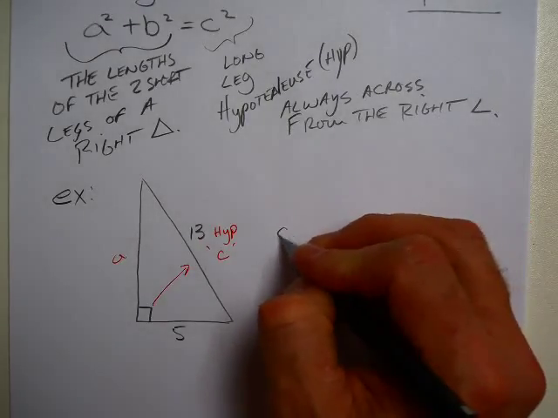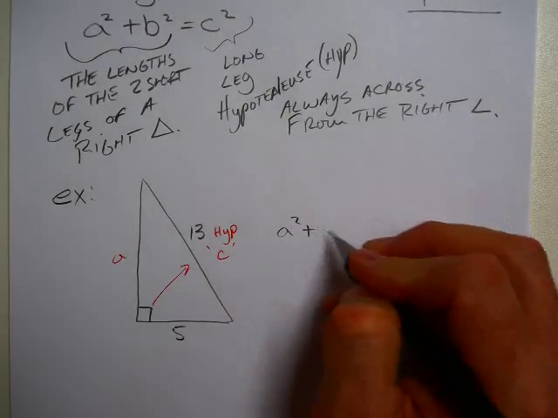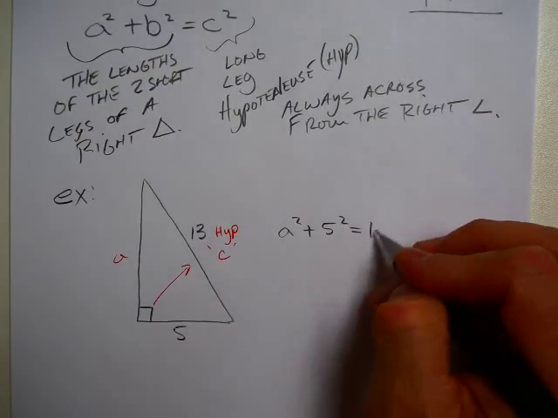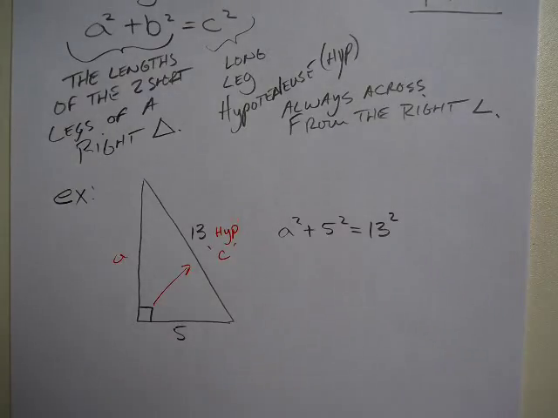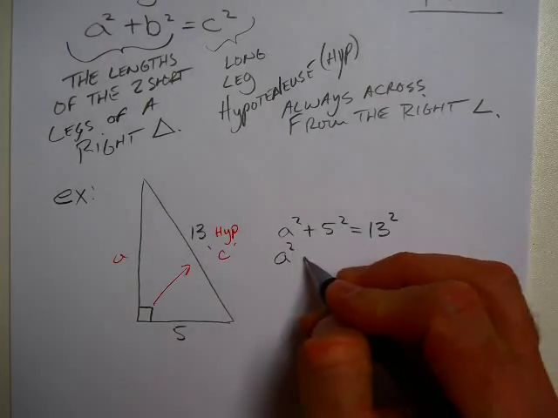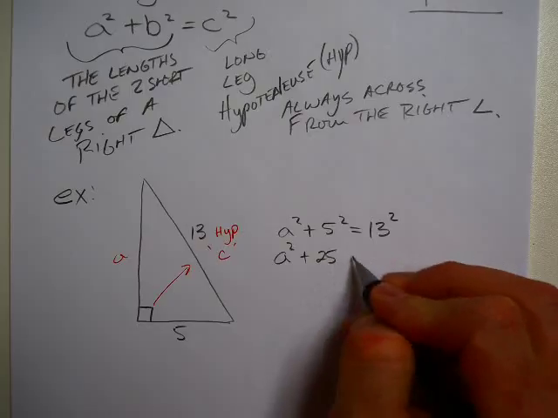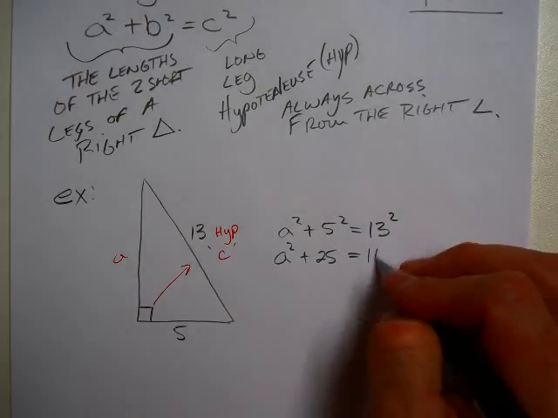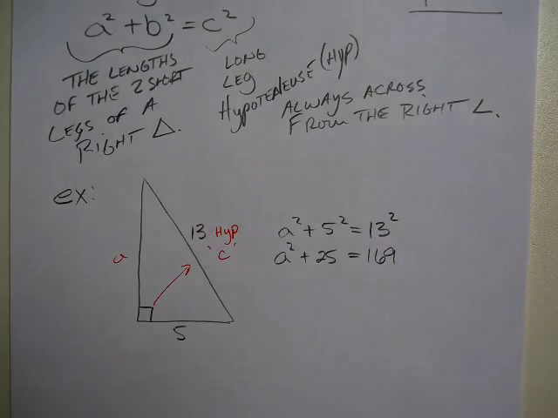So I'm going to square them. So I'm going to say A squared plus 5 squared equals the hypotenuse squared, which would have to be the 13 because of its orientation. And I just simplify. So A squared plus 25 equals, anybody know 13 squared? 169, yeah, good. That's one that comes up quite a bit. If you are good at memorizing numbers, I bet that one will get memorized quickly.